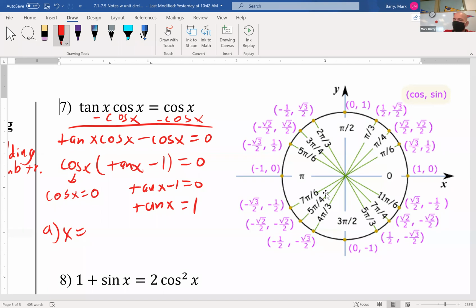So where does cosine x equal 0? I would say right here at pi over 2, we have an x value of 0, right? So that's looking good to me. And then down here at 3 pi over 2, we have an x value of 0 as well. So there we go.